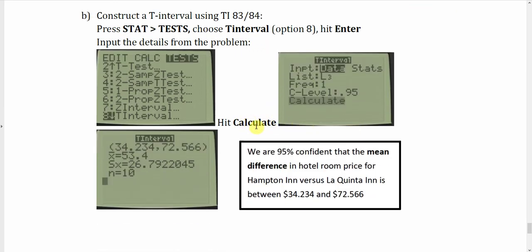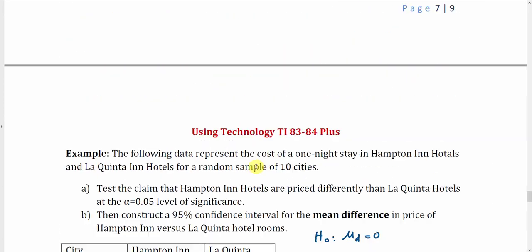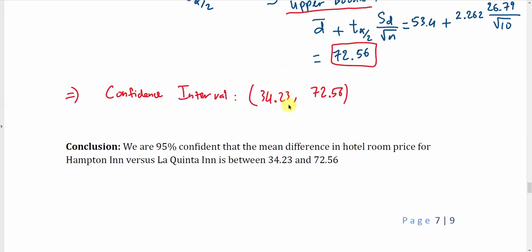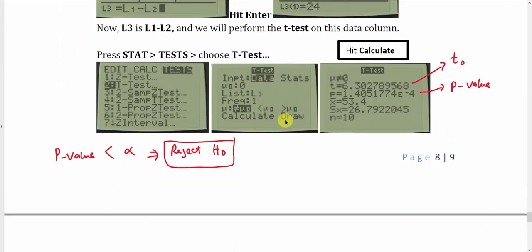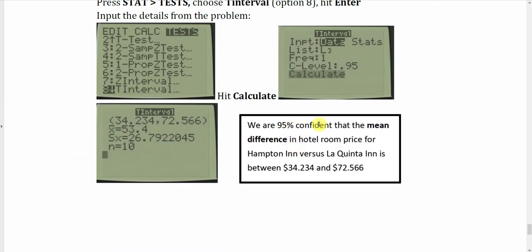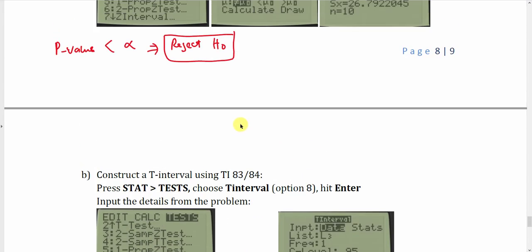And then hit the calculate, and you get the lower bound and the upper bound, 34.234, 72.566, and this should be, yes, the same thing. Okay, so we are 95% confident that the mean difference in hotel room price for Hampton versus La Quinta is between $34.23 and $72.56. So that's how you use the TI-83 or 84 to perform the test to find the p-value and the confidence interval.